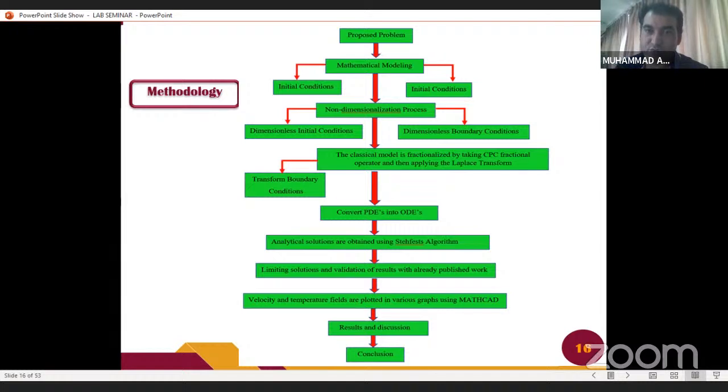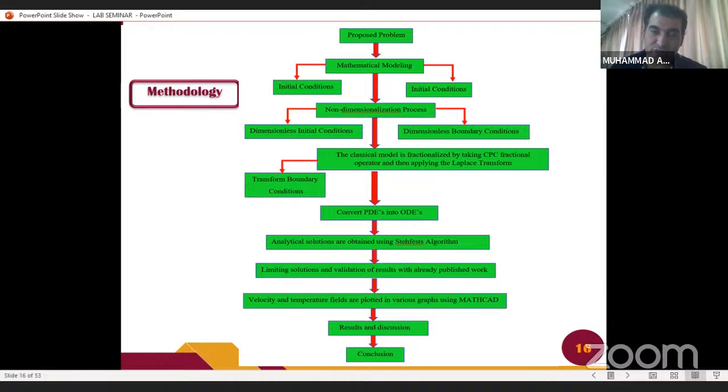Then if we want to highlight the impact of any fractional operator, we apply that fractional operator by generalizing the classical one, right? Then we transform the boundary conditions and convert the PDE into an ODE. Converting PDE into ODE means sometimes we use a similarity transformation if the system is highly nonlinear, and sometimes we use Laplace. In a linear system, when we use the Laplace transform technique, it transforms the partial differential equation into an ordinary differential equation.